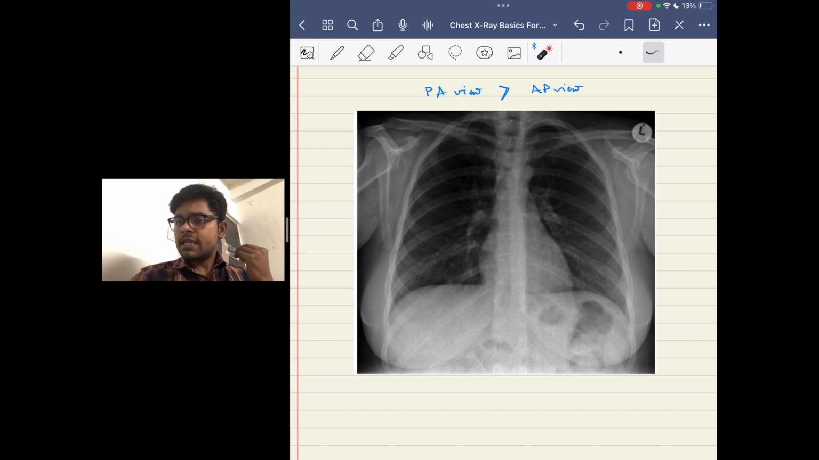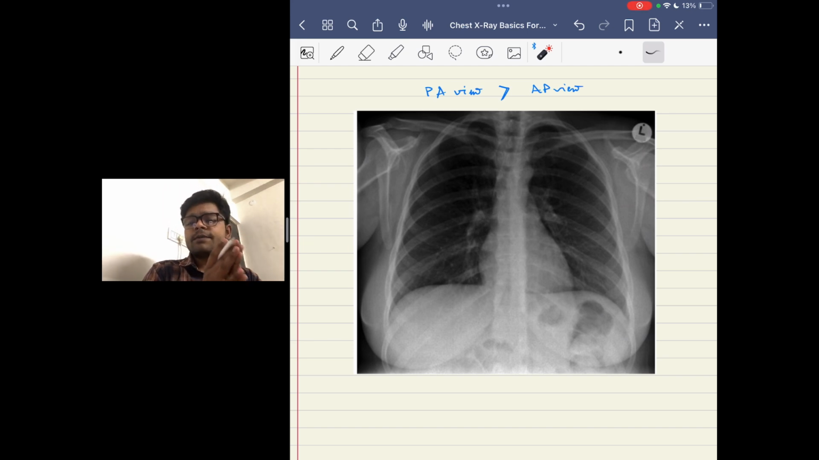And in an AP view, we get many false impressions. The inspiratory effort of the patient will not be there. As a result, the lungs will appear to you as having a shrunken volume. Then the angles might be very blunt. Then the cardiac silhouette might look very big to you, giving you a false impression of cardiomegaly. So does that mean that we do not use AP view?